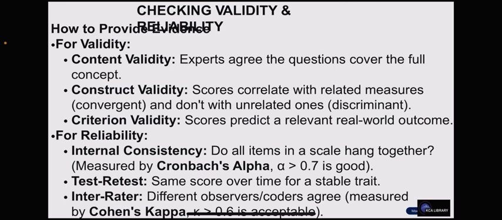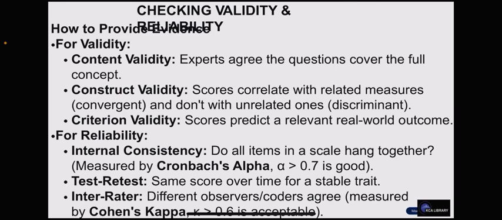So now let's move on to checking validity and reliability. This has to do with how to provide evidence. For validity, you check content validity, construct validity, and criterion validity. For content validity, experts agree the questions cover the full concept. For construct validity, scores correlate with related measures and the like. For reliability, we have internal consistency, test-retest, and inter-rater reliability.